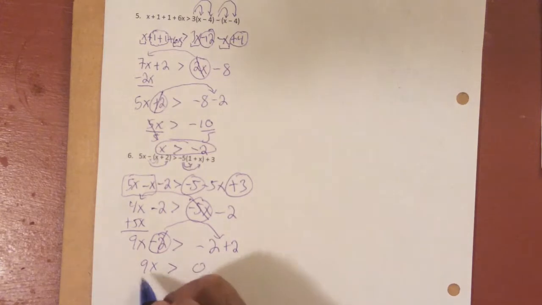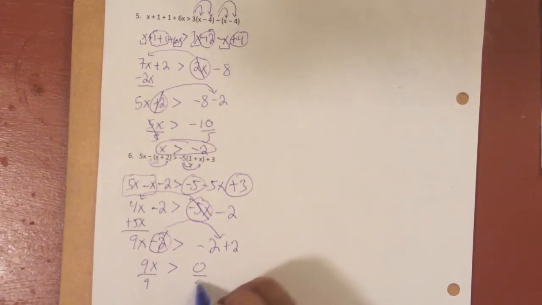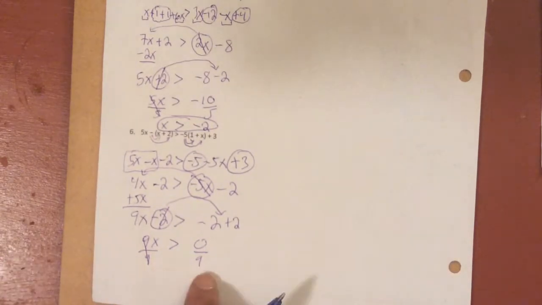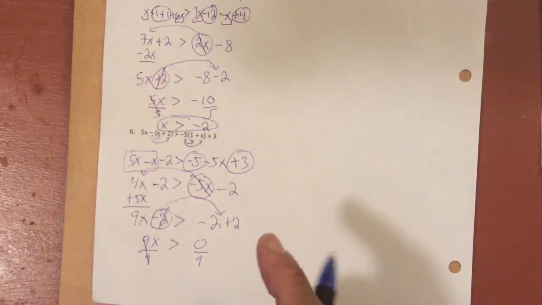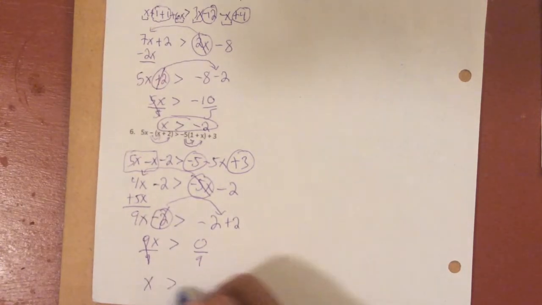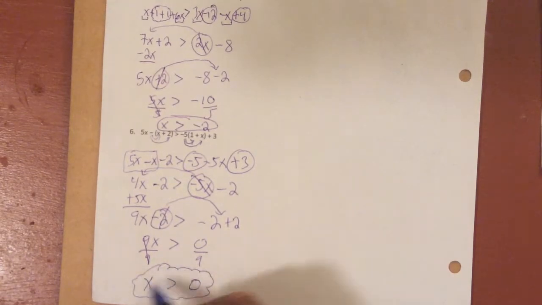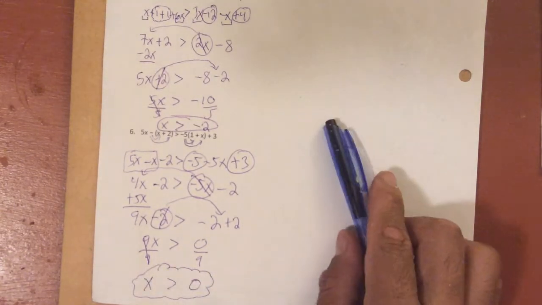And then the opposite of multiplying by 9 is to divide by 9. And as you can tell, this is a positive number that I'm dividing by. So I don't have to flip my symbol. My symbol basically stays the same. So my answer is x is greater than 0.